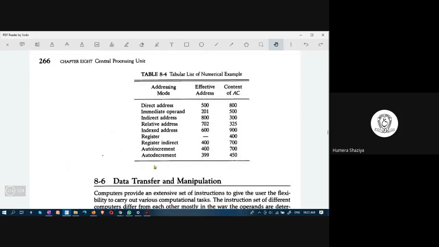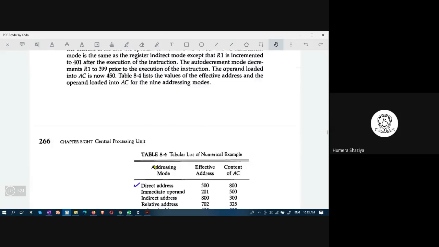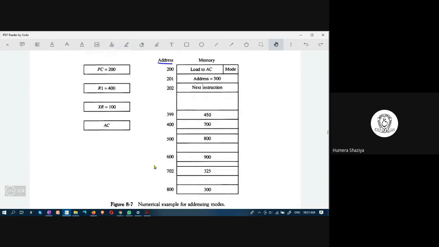Let us look at direct address, first one. Direct address, effective address is 500, content of AC is 800. 500 is the address. And what are the contents of 500? 800. Here you consider 800 to be the operand.